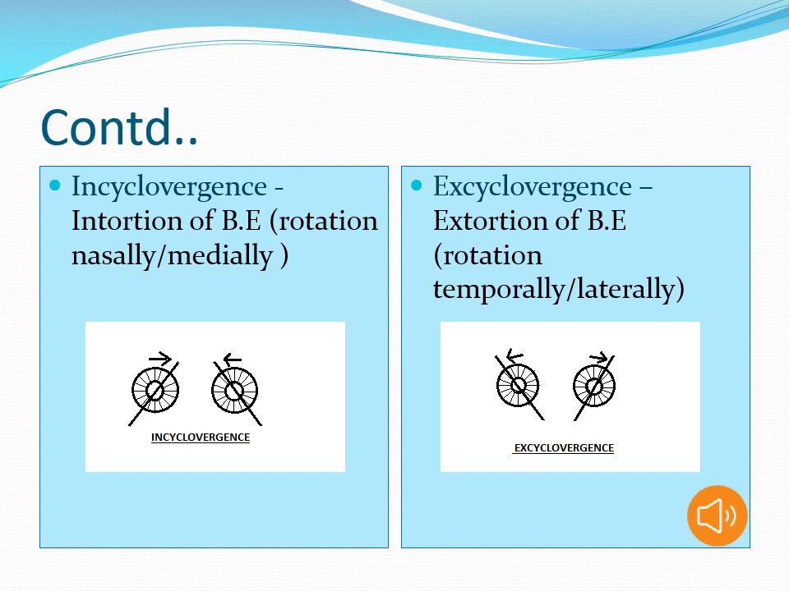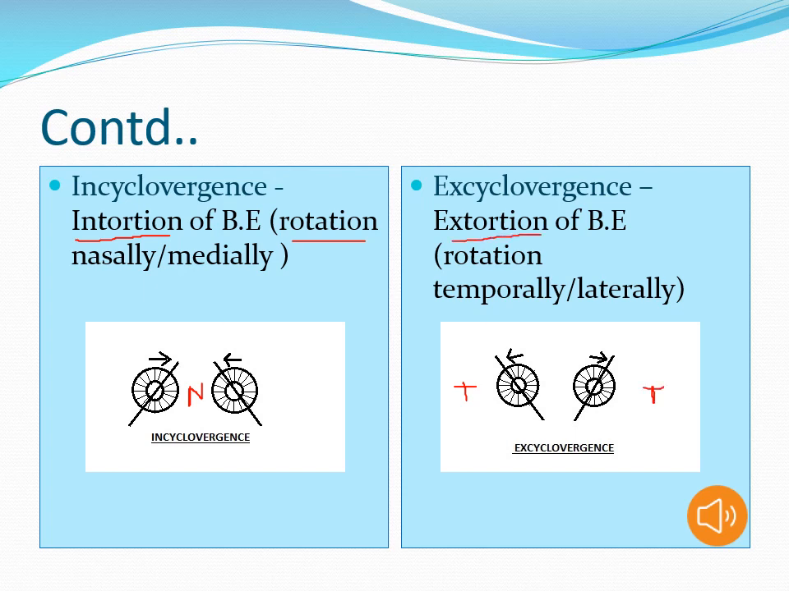The last two types of vergence are incyclovergence and excyclovergence. So what is incyclovergence? It is nothing but intorsion of both eyes. What do you understand by the word intorsion? It means rotation nasally or medially. Similarly, excyclovergence is extorsion of both eyes, that is rotation temporally or laterally.